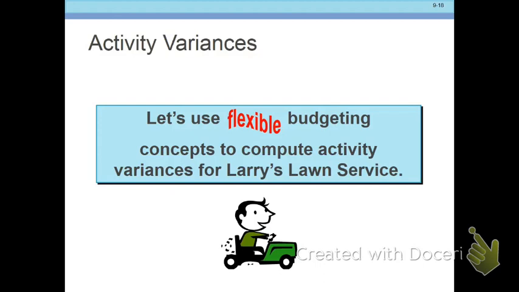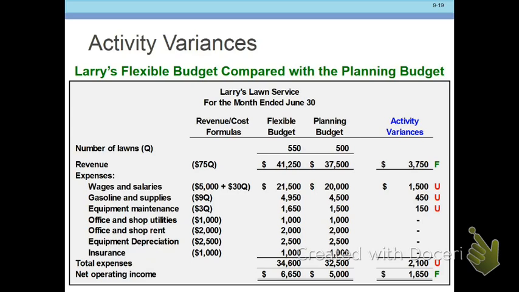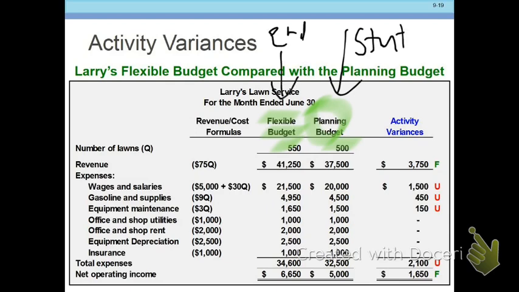Let's take a look at activity variances for his particular lawn business. Notice what we have. We have the flexible budget on the left, and the planning budget on the right, where there was the 500. The planning budget is what we did at the start of the year. At the end of the year, this is how we ended up. So we flexed our budgets to do that.